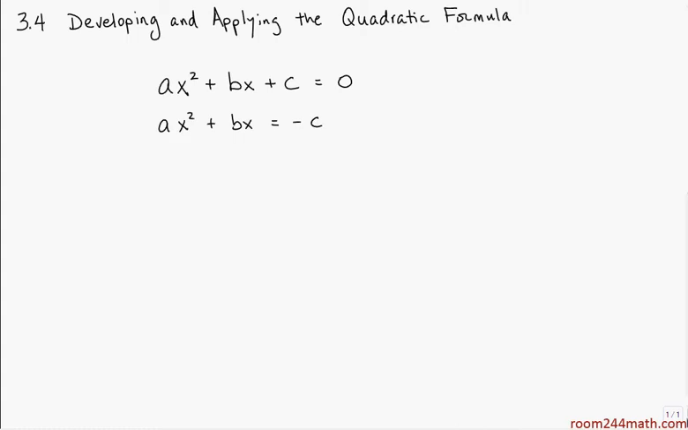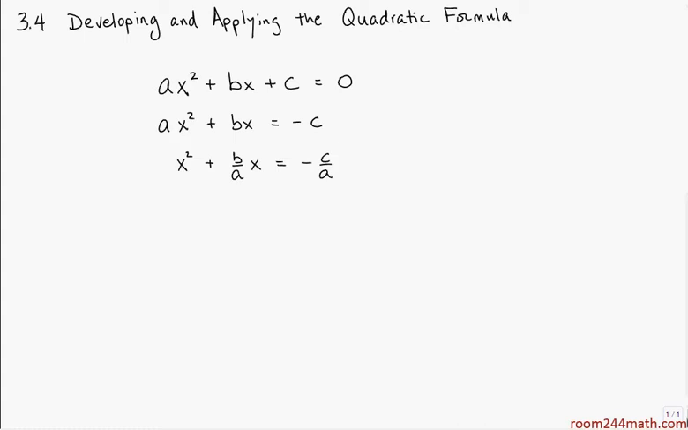Alright, then we divide both sides by a, because we want to have just x squared on its own. And dividing both sides by a leaves us with x squared. When you divide the bx term by a, you get b over a x, and the right hand side becomes minus c over a.